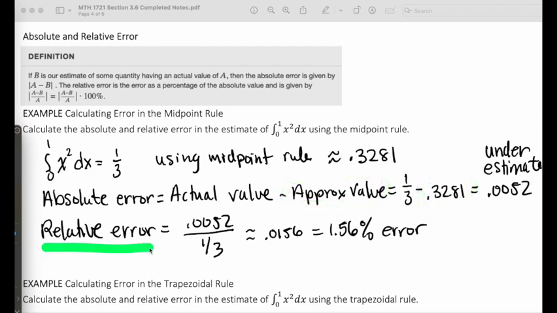For the relative error, you're just going to take the absolute error and divide by the actual value and turn that answer into a percentage so that you can see what the error is in terms of a percent. So when I take 0.0052 and I divide it by our actual value, we get 0.0156 approximately. I rounded that. And then when we change that into a percent, this tells us we have about a 1.56% error.